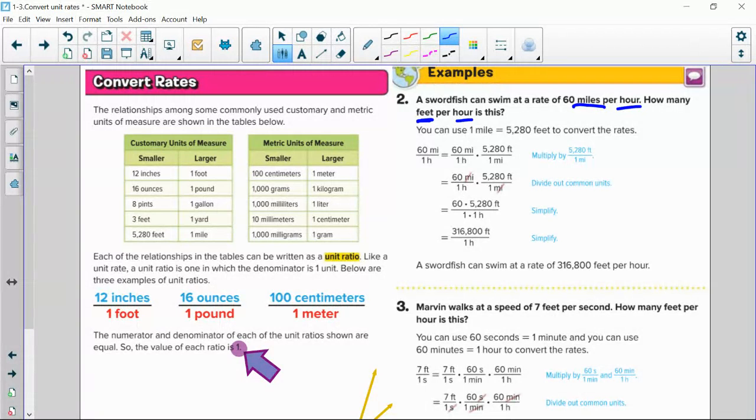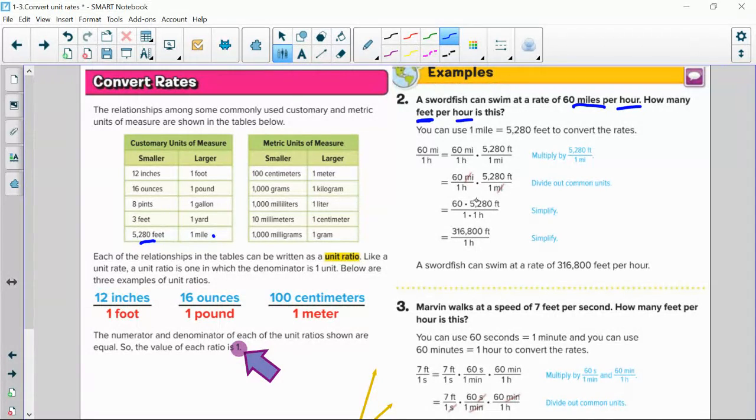So you start with your miles per hour, like we had, our 60 miles over 1 hour. But then we have to multiply it. And if you notice, we want to know what is 1 mile and then how many feet is that. So if we look at our little table over here, 1 mile is 5,280 feet. And then we can cross out our miles because they cancel each other. Just like if I put 1 over 1 or 2 over 2, it makes 1. If I put mile over mile, it does the same thing. So that's why we divide out our common units.